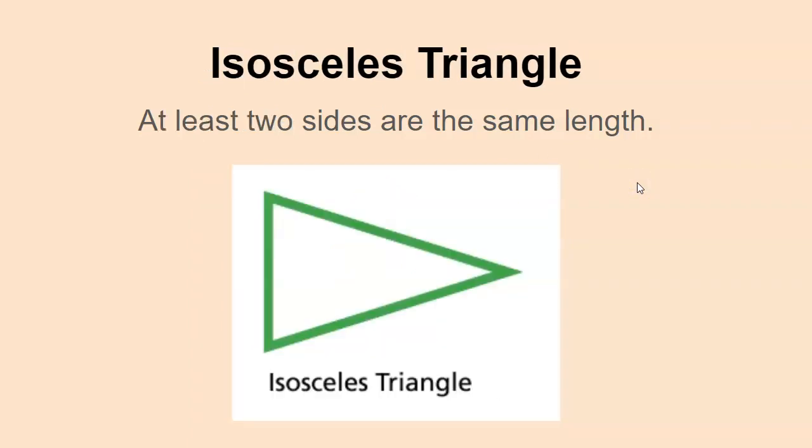Okay, next triangle. Isosceles triangle. An isosceles triangle has at least two sides that are the same length. So you're going to pause the video, you're going to write down those notes, draw a little picture, and then push play when you're ready.